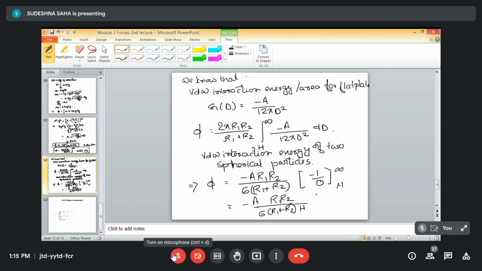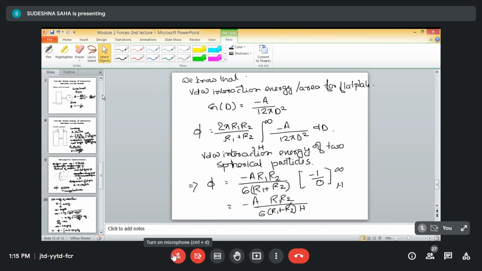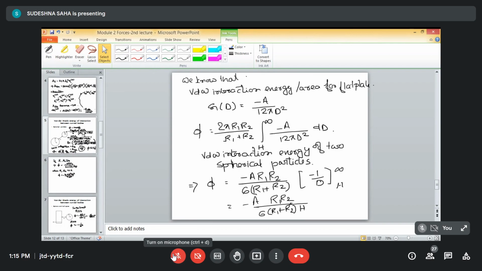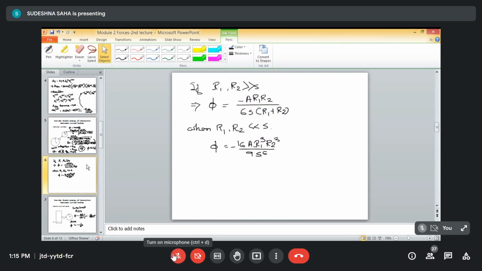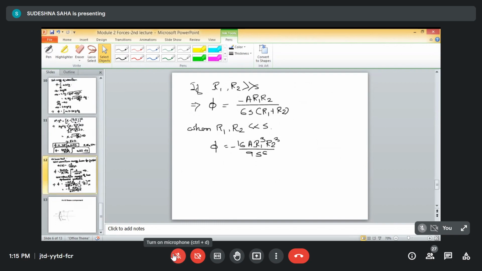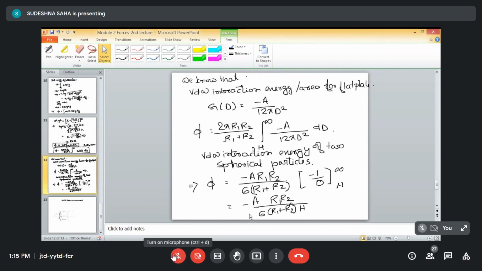And if you look at this equation and the energy of two large spherical particles that we have written over here, it is almost similar. Okay? So this is similar, right? This equation and this equation that we have derived over here, right?